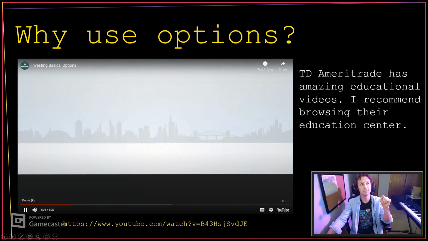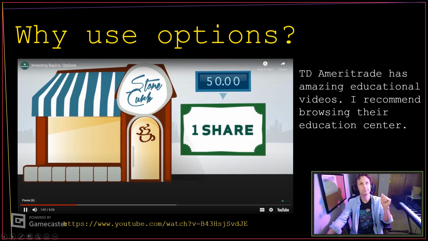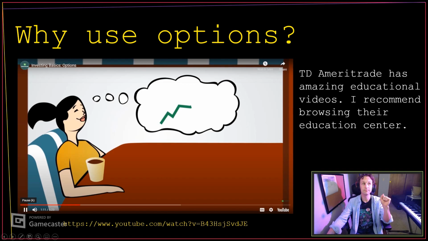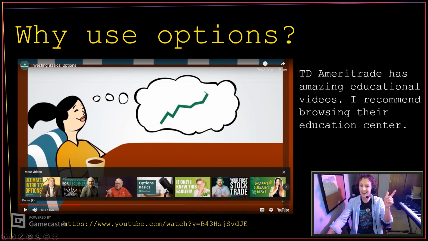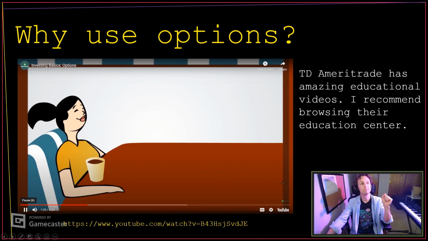Consider this example. Suppose there's a coffee shop chain called Stone Curb Coffee. Stone Curb stock is currently trading at $50 a share. An investor believes that the stock price of Stone Curb will rise. They like the stock. This investor considers taking advantage of this anticipated price movement by buying 100 shares of the stock, but she is concerned about the initial capital requirement.